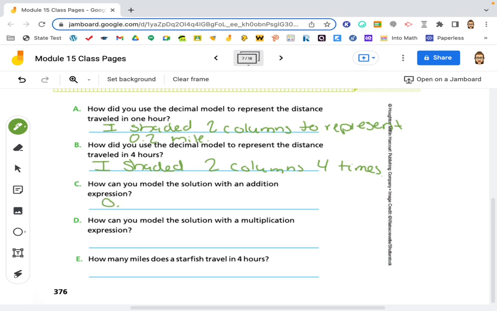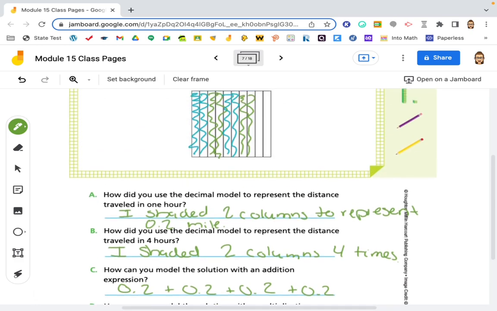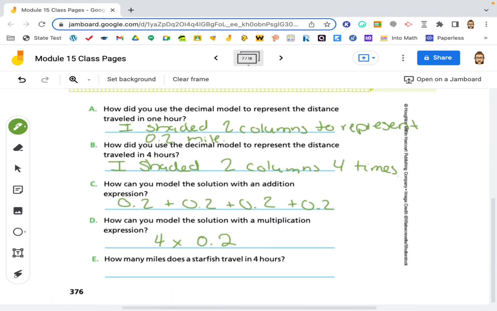How can you model this solution with an addition expression? Well, I would add 2 tenths plus 2 tenths plus 2 tenths plus 2 tenths. And how can you model the solution with a multiplication expression? Well, 4 times 2 tenths. So how many miles does a starfish travel in 4 hours? Well, we shade in 8 tenths. So 8 tenths of a mile.